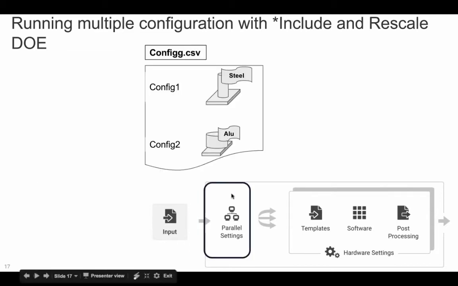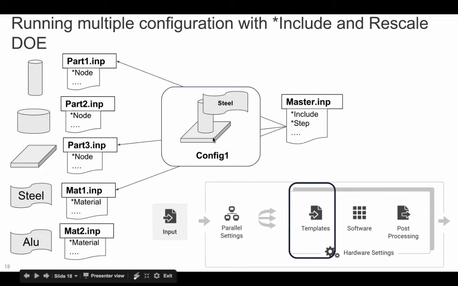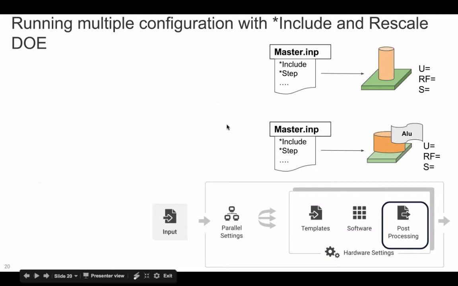The next step is, in your parallel setting, you can define a CSV file that specifies your different configurations. So part one with part two using steel, or part one with part three using aluminum. Once the configuration is defined, your template is simply going to be your master input file that leverages the star include Abaqus keyword to point towards the different child input files. As a result, it's going to create one input file for each configuration. Then you can use the post-processing script to extract some of the key values and display them in a table in Rescale to quickly compare your different configurations and see the different behavior associated with them.